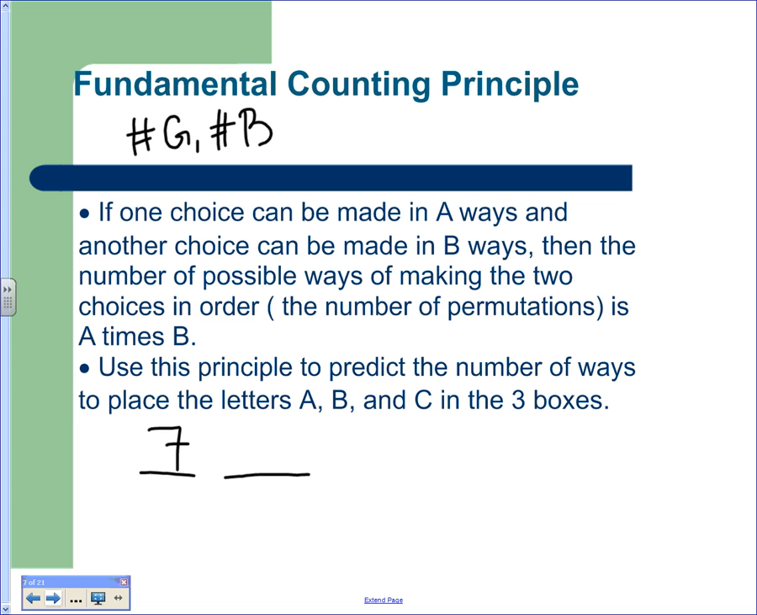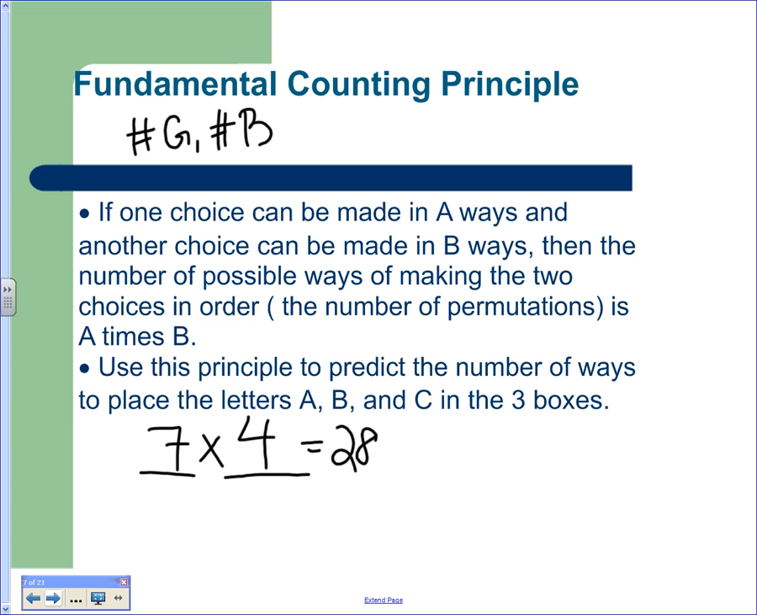Or 6 if you want to go with 6. I don't care. It's just a demonstration. How many boys can you pick? So those are the A ways, and those are the B ways. When you multiply them, we can make 28 different one male, one female combinations.